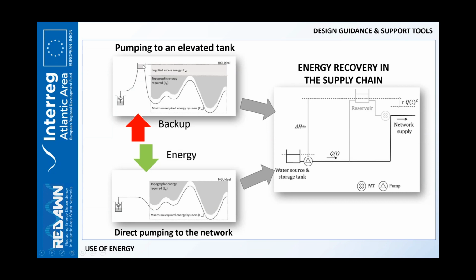And then from this elevated tank, we can feed all the network, and usually we have an excess energy that is merely dissipated by a valve. Or we can directly feed the network with a variable pump. Well, in the first case, we have a backup of water, because this upper reservoir will constitute a backup of water. In the second case, we save energy, of course.